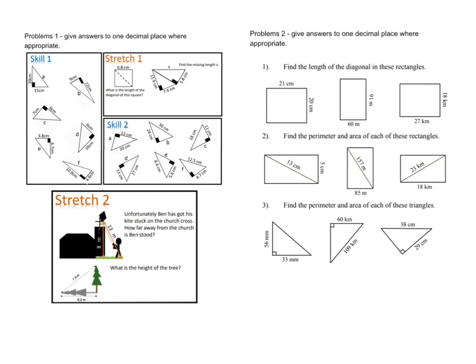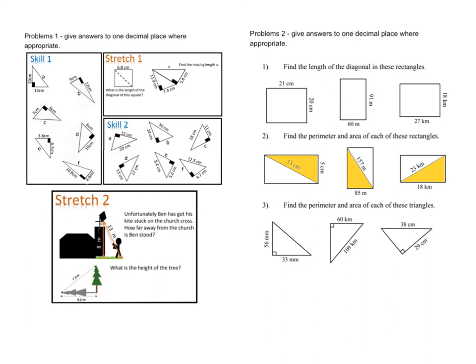Problems 2, this is similar to the garden or the area shapes. Find the length of the diagonals. Remember, diagonals are going corner to corner. So that will cut these rectangles into right-angled triangles. Find the perimeter and area. Well, you need the length and the breadth. We know a diagonal, so we've got a wee right-angled triangle there already. We've got a wee right-angled triangle there and there.